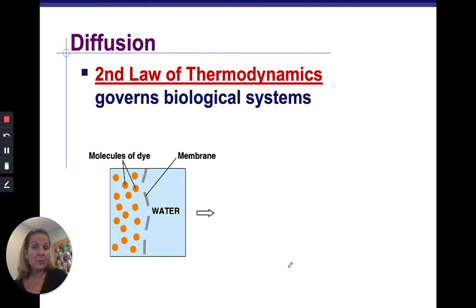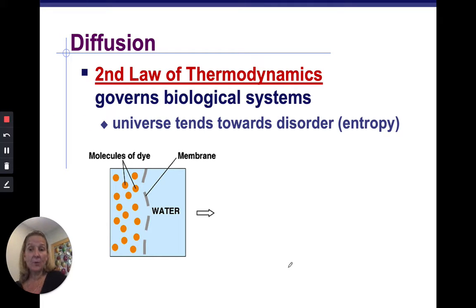So hopefully you remember from physics, the second law of thermodynamics. This isn't just about physics. These same laws govern how things happen in biology as well. And as a reminder, it is that the universe tends toward more disorder or entropy.